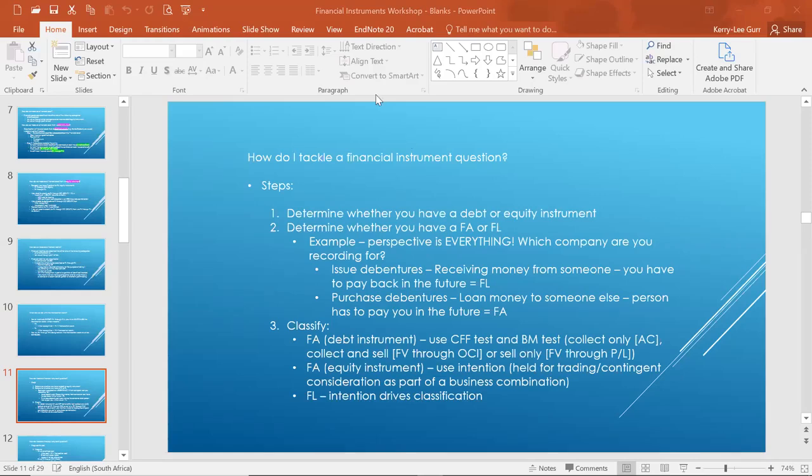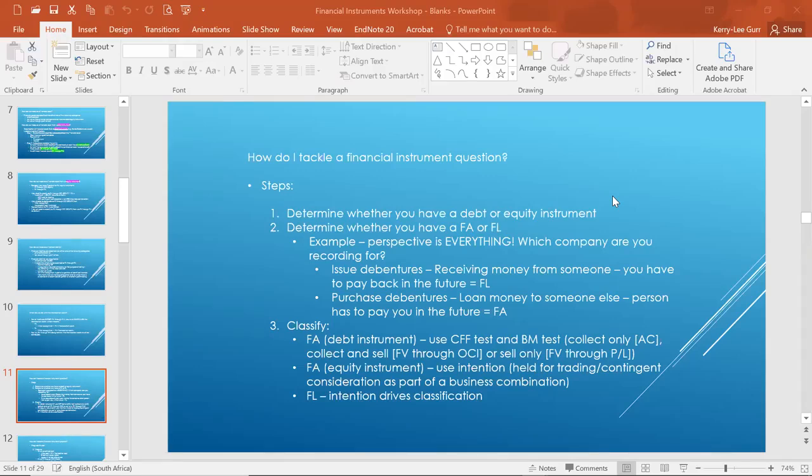Or an equity instrument, what buzzword are we looking for? We are looking for share capital. Okay, we then move on to our second step and we want to determine, do we have a financial asset or a financial liability? And remember, I said your perspective is going to be everything. That is what we're going to be looking at because, and this is the common one I get asked in consultations, if we issue debentures or if we purchase debentures, what is the difference here? Why is the one a financial liability and one a financial asset?